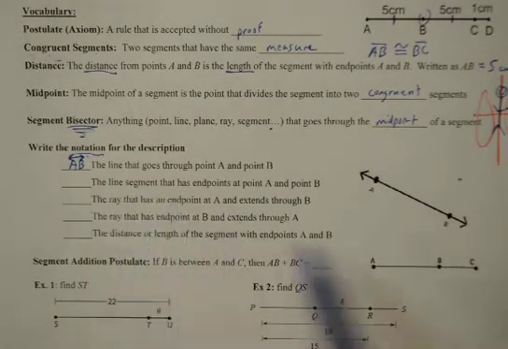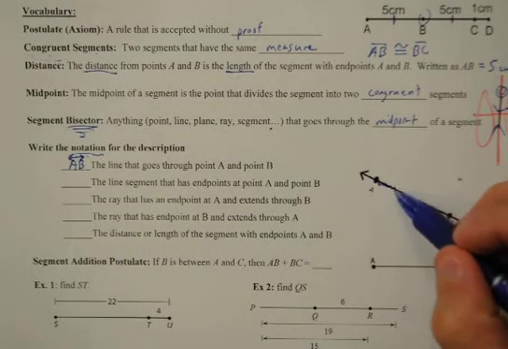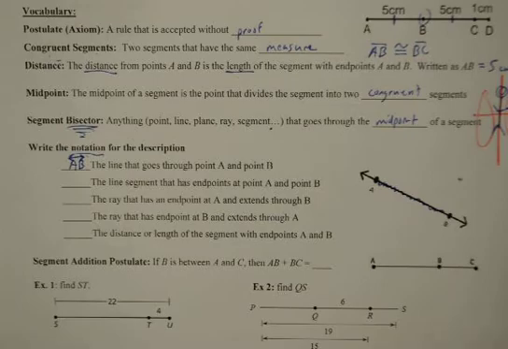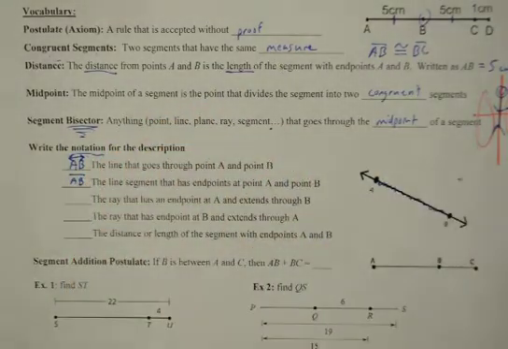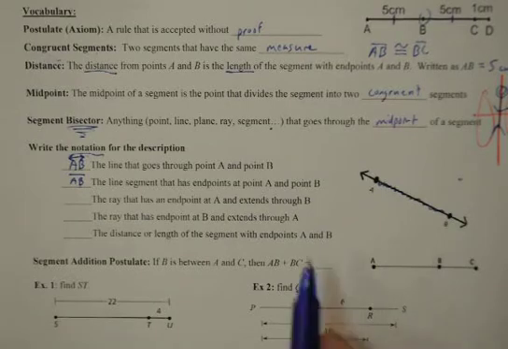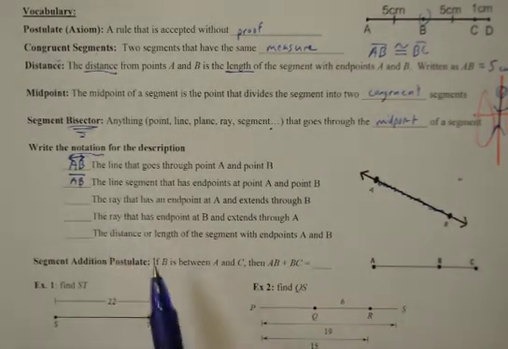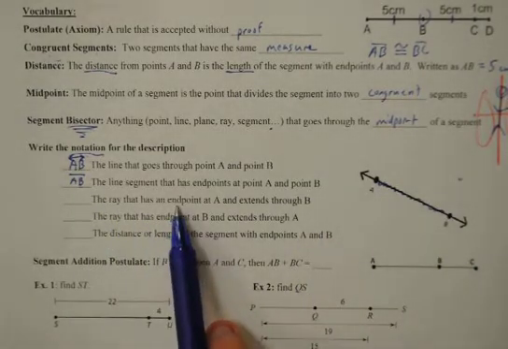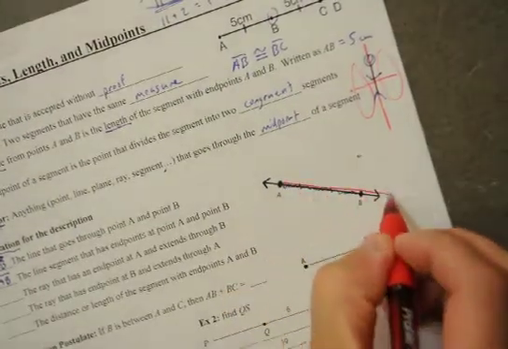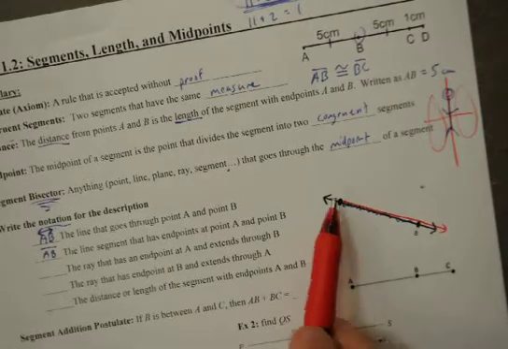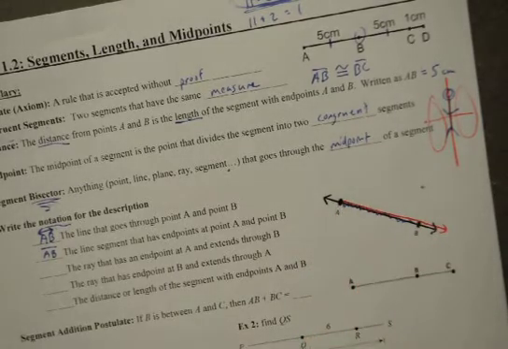Next is segment. So that's just including this part. It does not go on forever. We'll call that segment AB like that. It has endpoints A and B, so that's the symbol for that. The ray that has an endpoint A, so that'd be this ray right here. Starts at A, goes through B.